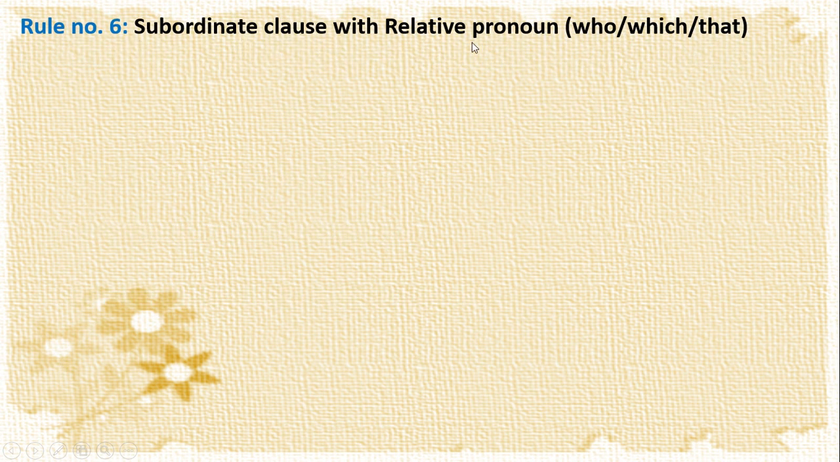Subordinate clause with relative pronoun who, which or that. Now we will see the structure of this type of sentences. That means the position of the relative pronoun in a subordinate clause, whether it will be at the beginning or middle or at the end of the sentence. Let's see.